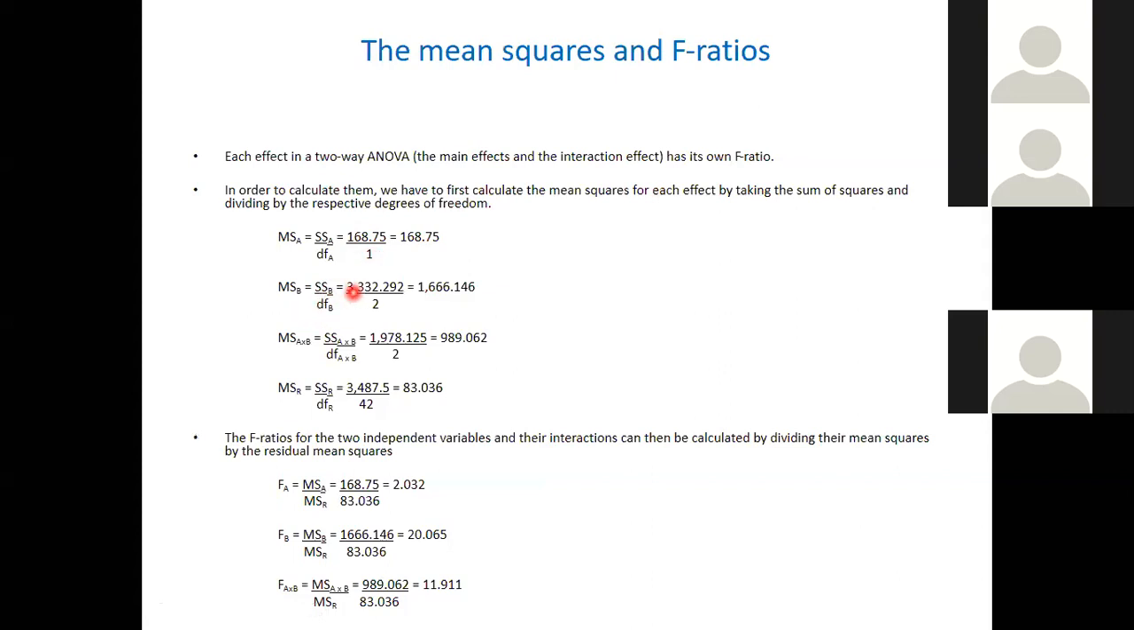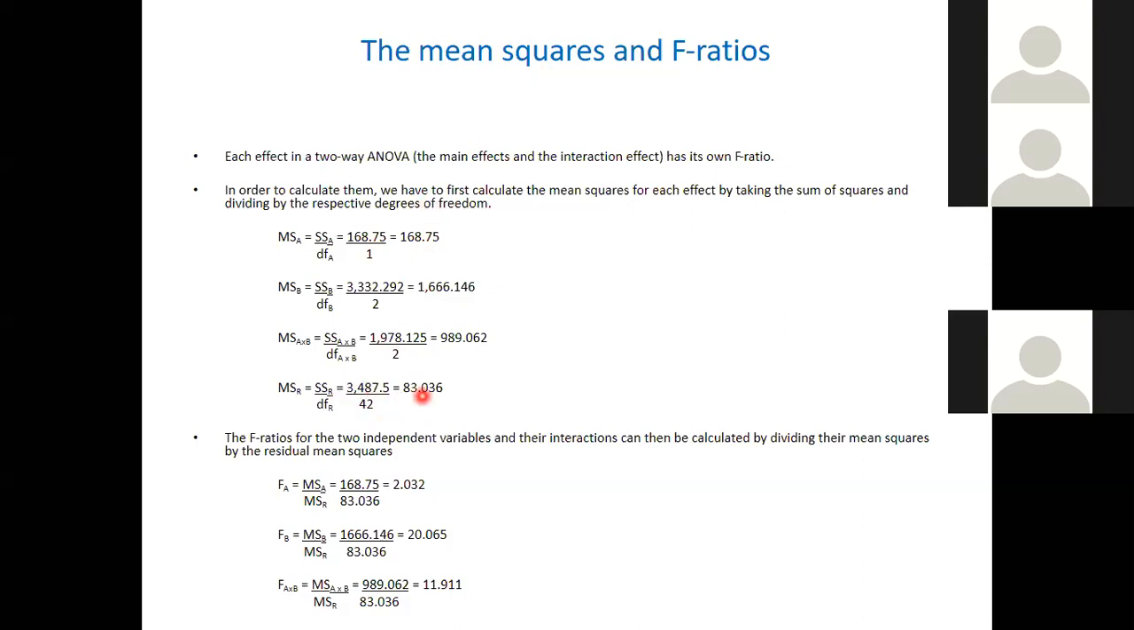Then the second one is the main effect of alcohol divided by its degree of freedom. There are 3 groups of alcohol: none, 2 pint, 4 pint. So the degree of freedom is 3 minus 1, 2. Then the interaction effect is divided by the degree of freedom for the interaction, which is the two multiplied. The degree of freedom for gender is 1, for alcohol is 2. 1 times 2 gives you 2. So the degree of freedom for the interaction is 2.